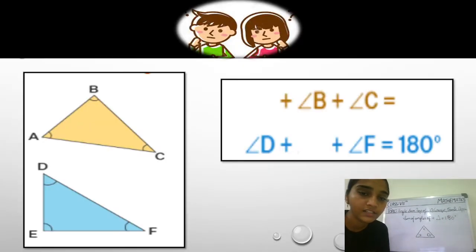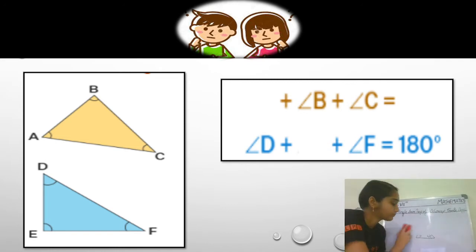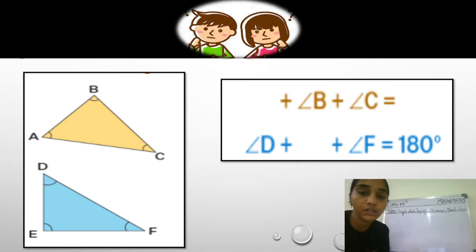Now let's proceed ahead, and you have to tell me what will come in the blanks according to this property. The first one is saying: what plus angle B plus angle C equals what? There are two blanks. You can write your answers in the comment section. What will come over here? Like the first one they are asking, and then they are asking equals to what. Let us do the first one.